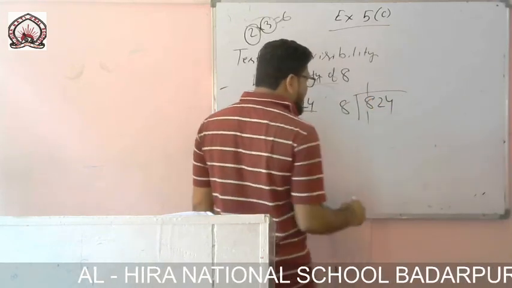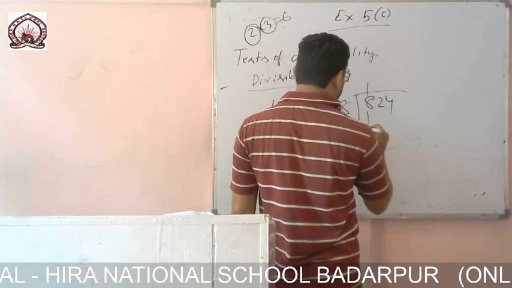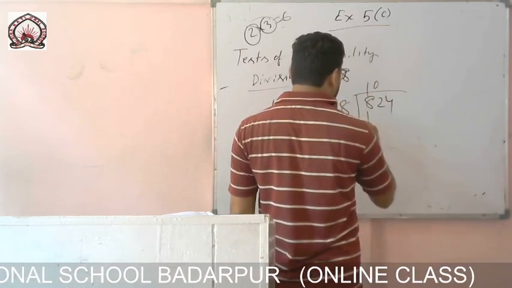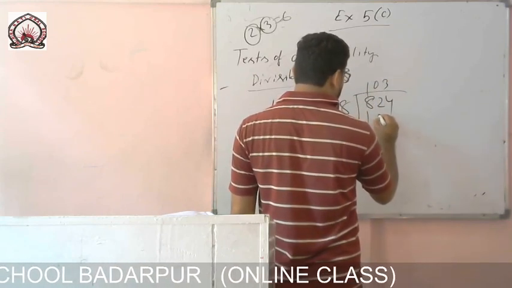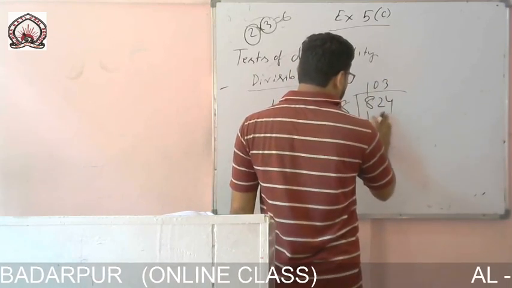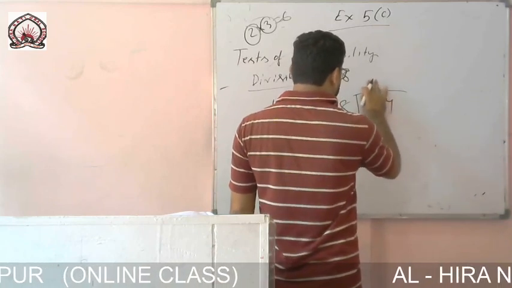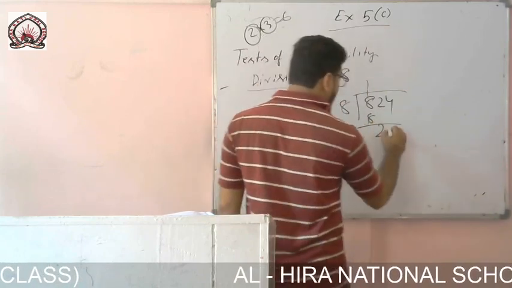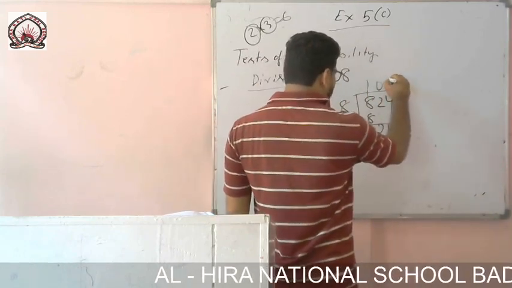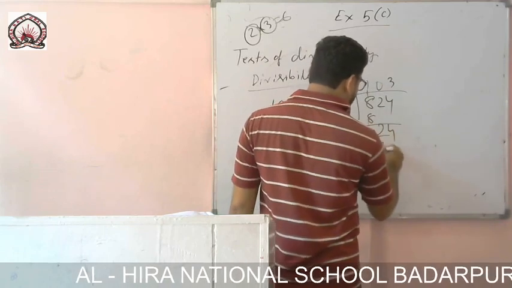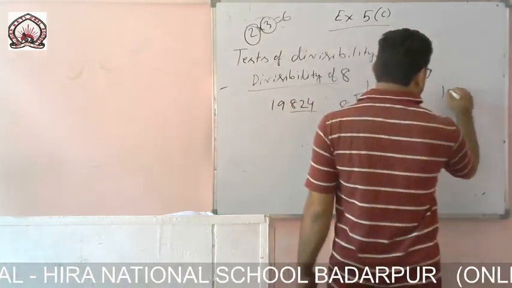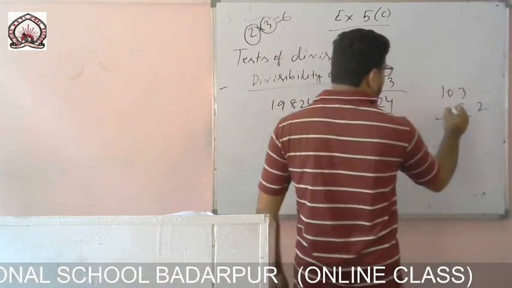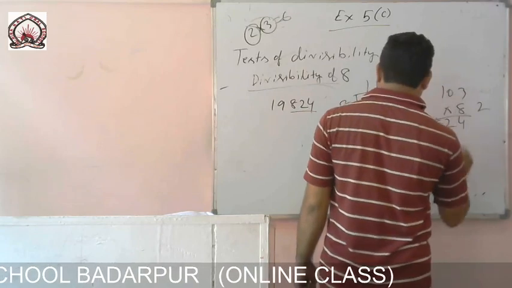Yes, 8 ones are 8. Then 8 ones are 8, and 2 remains, not divisible, so take 24. Put 0. Then 8 3s are 24. You check by multiplying 103 into 8: 8 3s are 24, 8 0s are 0, and 8 1s are 8. 824.